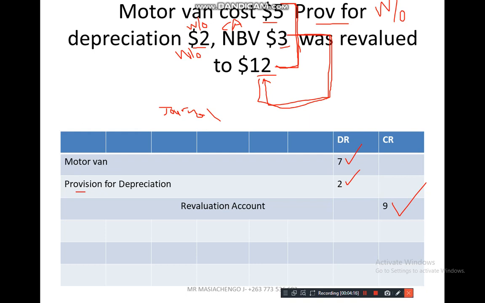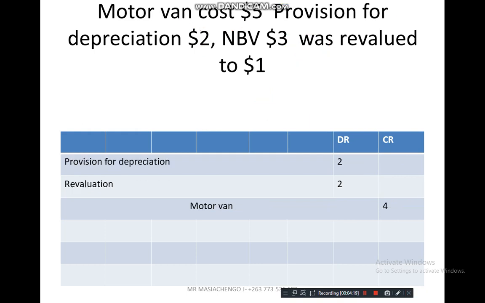We can proceed to the next question, which I want you to try, but I have the answer for you. Let's do the question again. This is a motor van with a cost of $5, smaller figures for understanding. The provision for depreciation in this case is $2. Our net book value, or carrying amount, is cost minus accumulated depreciation, so 5 minus 2, we get a net book value or carrying amount of $3. And this was revalued to $1.